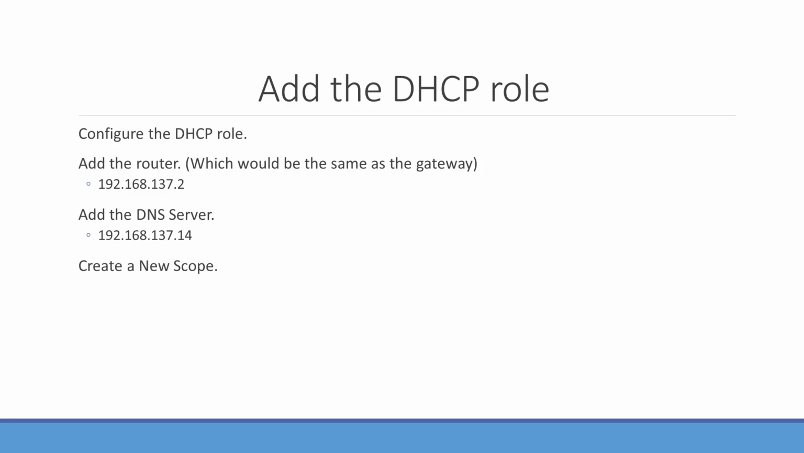Next, we're going to add the DNS server. Since my DNS server is the same as the one that we're installing it on, it's going to be the .14. However, if you had a different DNS server, you would certainly input it in this role. And then we're going to go ahead and create a new scope for this role. I'm going to switch over to my server and show you how to do that now.